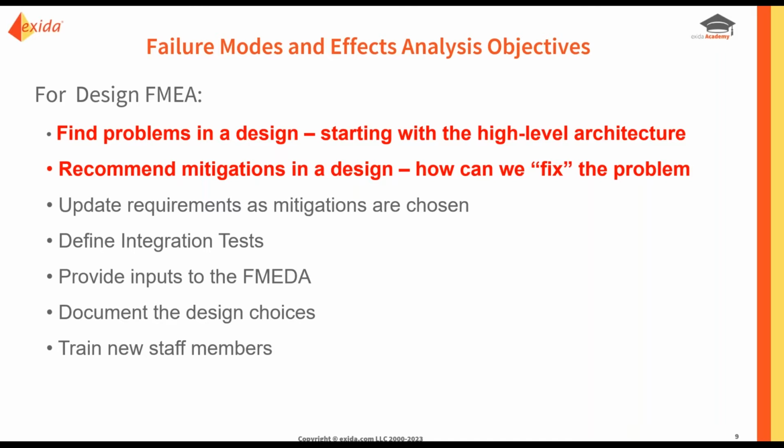And if we have an issue that we don't feel is acceptable, what are the recommended mitigations? I mean, there's all kinds of things you could do. The objective is how do we fix a problem or perhaps show that a problem cannot occur? There's more than just that, though. In a good FMEA, we have to update the requirements as mitigations are chosen.